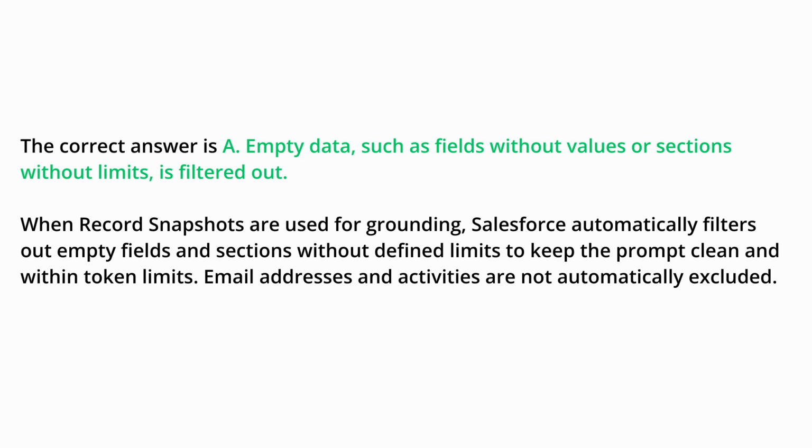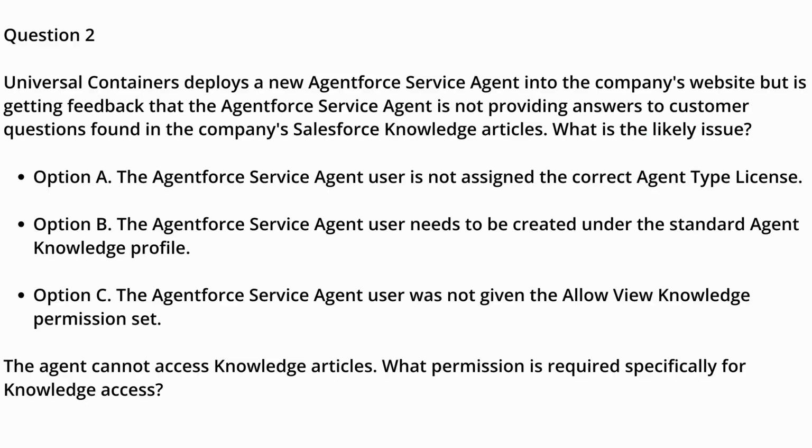The correct answer is A. Empty data, such as fields without values or sections without limits, is filtered out. When record snapshots are used for grounding, Salesforce automatically filters out empty fields and sections without defined limits to keep the prompt clean and within token limits. Email addresses and activities are not automatically excluded.